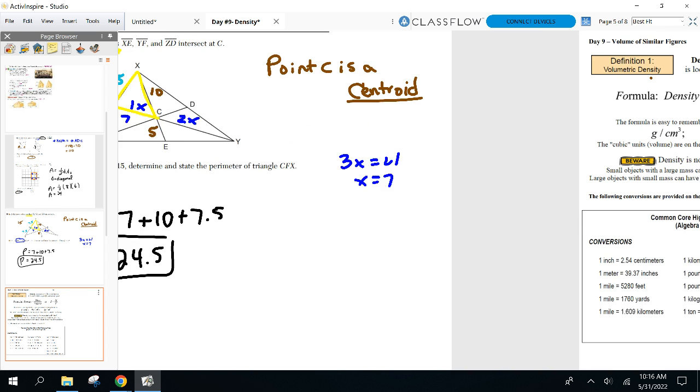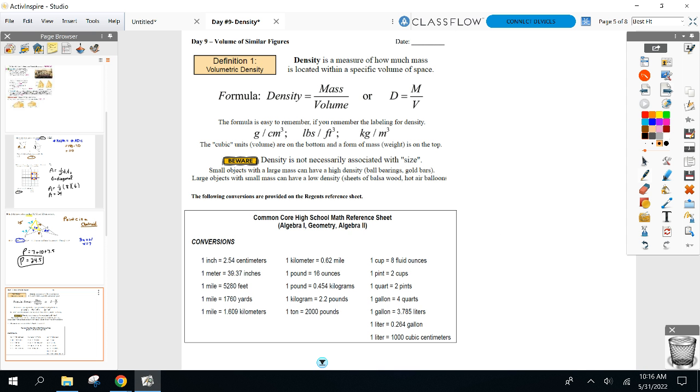Our final topic of the year. I know, I am saddened as much as you are. Devastated. Whatever synonym you'd like to put in there. Our last topic, density. It's going to be rough today.